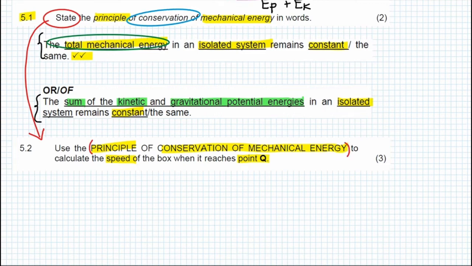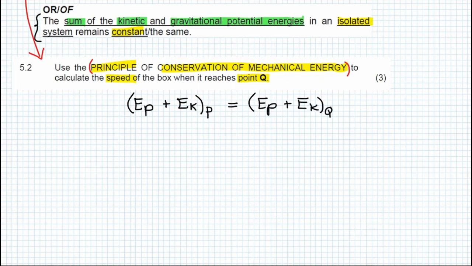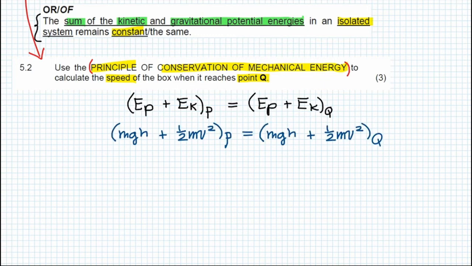So we're going to start off by writing out the principle of conservation of mechanical energy. The principle of conservation of mechanical energy says that the sum of the potential energy plus the kinetic energy at point P, that is at the top of the incline, is going to be equal to the sum of the potential energy plus the kinetic energy at position Q. We can expand on this formula further as I have done, stating that the gravitational potential energy is equal to mgh and that the kinetic energy is equal to half mv squared. And we do this on both sides.